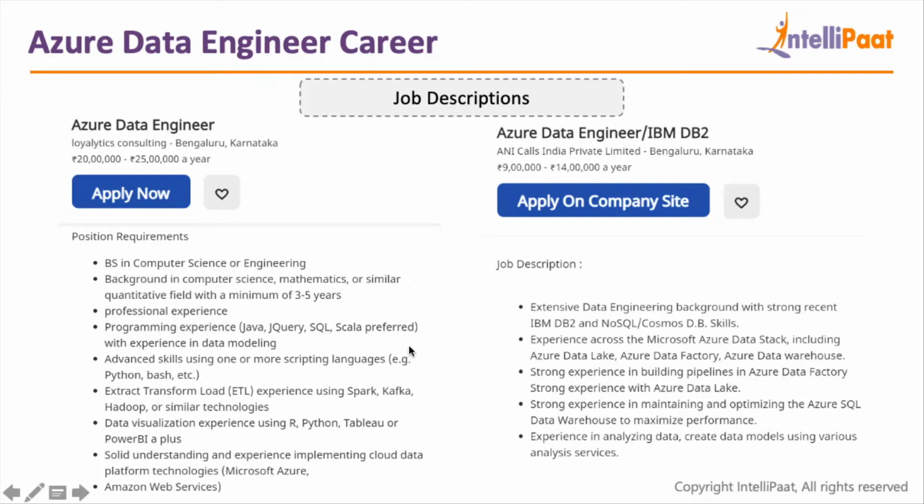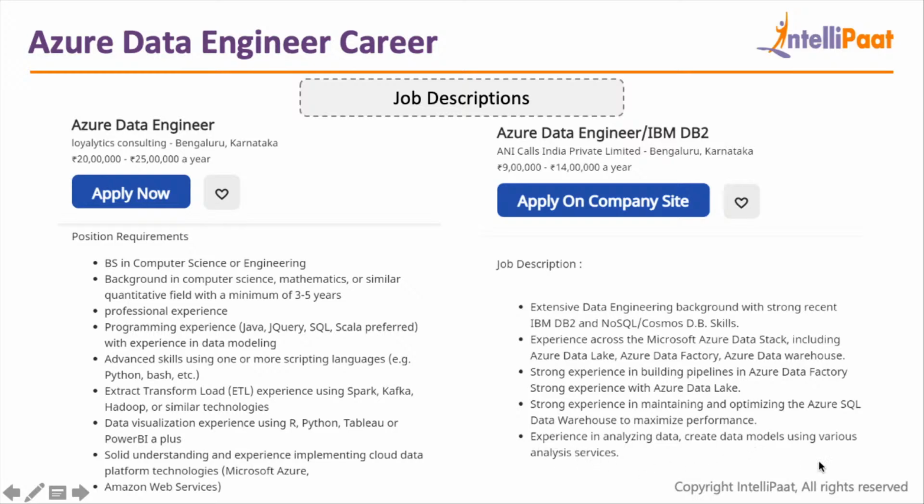Now, what are the skills which are expected? You are expected to know NoSQL or Cosmos database skills. You're expected to know data lake, data factory, data warehouse, strong experience in building pipelines in Azure Data Factory with Azure Data Lake, strong experience in maintaining and optimizing Azure SQL data warehouse, and experience in analyzing and creating data models using various analysis services.